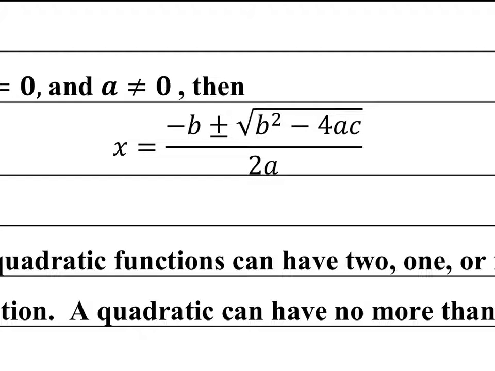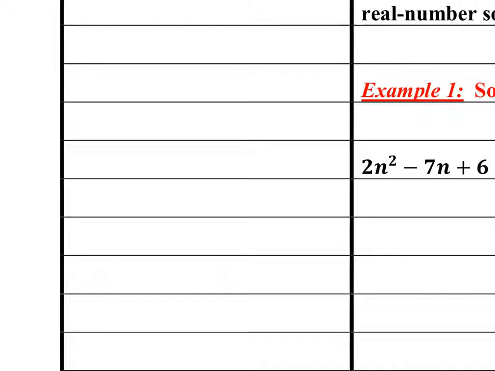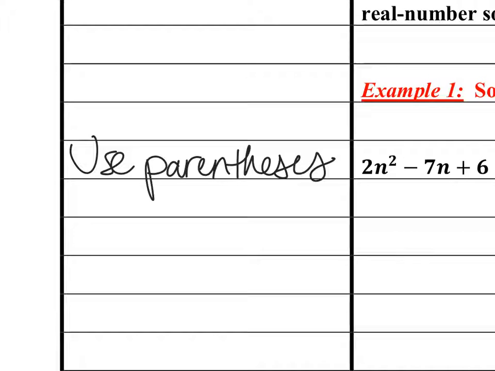x is equal to the opposite of b plus or minus the square root of b squared minus 4ac, all over 2a. Okay. We want to use parentheses, please. We want to simplify slowly.